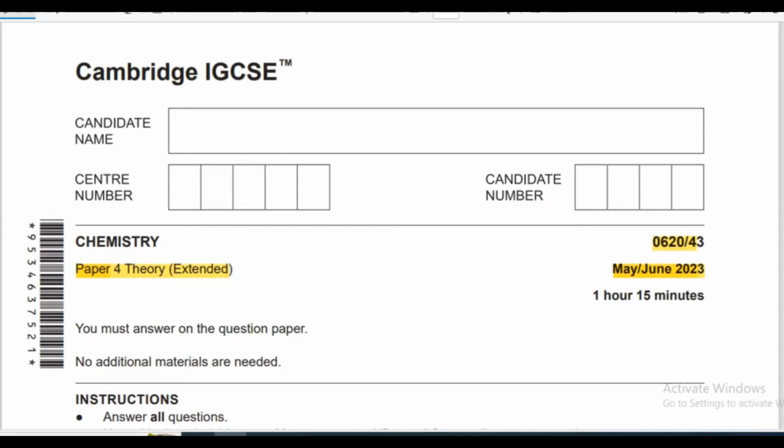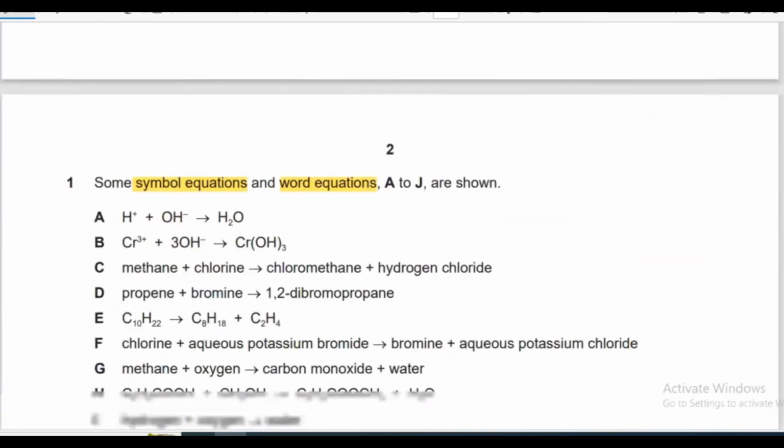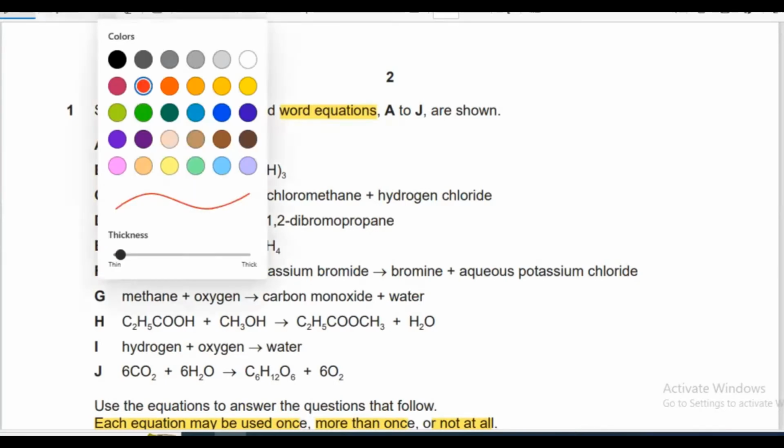In today's session, I'm going to discuss paper 43, May June 2023. This is an IGCSE paper. Let's start from question number 1. Now, before going to the questions given in question number 1, let me tell you about the type of the reactions happening here.